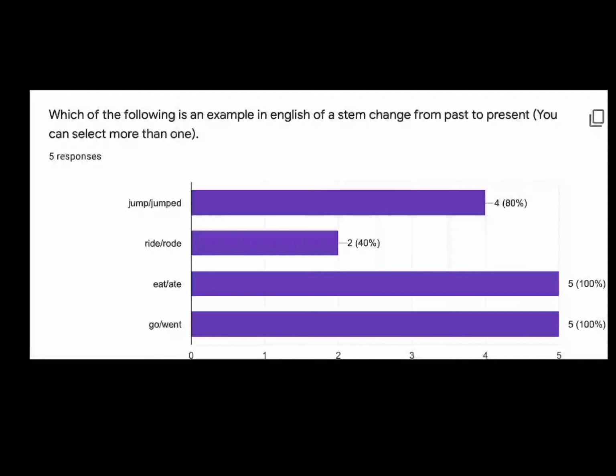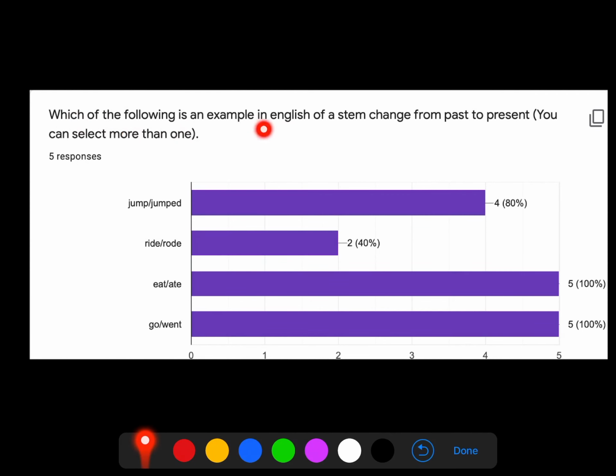18. Now, I'm only going to talk about the questions that some of you got wrong. And this first one that some people missed is a rather important one for your understanding of the language. Which of the following is an example in English of a stem change from past to present, or maybe present to past, be a better way to say it. And you can select more than one, and you have to. Actually, only one of these here is not an example of a stem change from present to past.